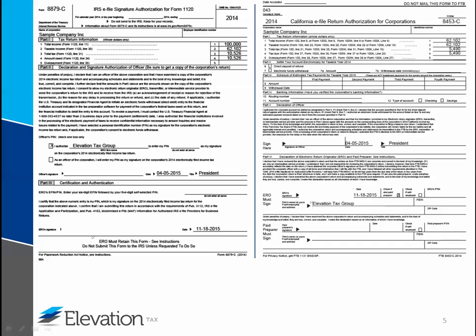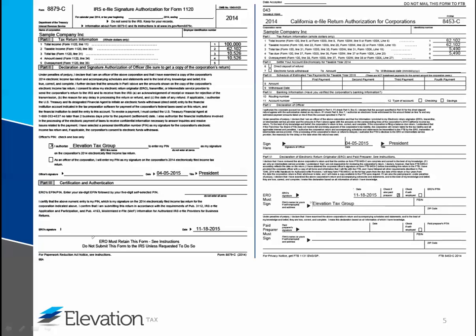Form 8879-C is the federal form, and this should be included in your file. The form on the right is the e-file form for the state of California, and it is only being used as an example for illustration purposes in this video. Your state form will be included in your file if you are required to sign one. And the state form will look very similar to the federal form.